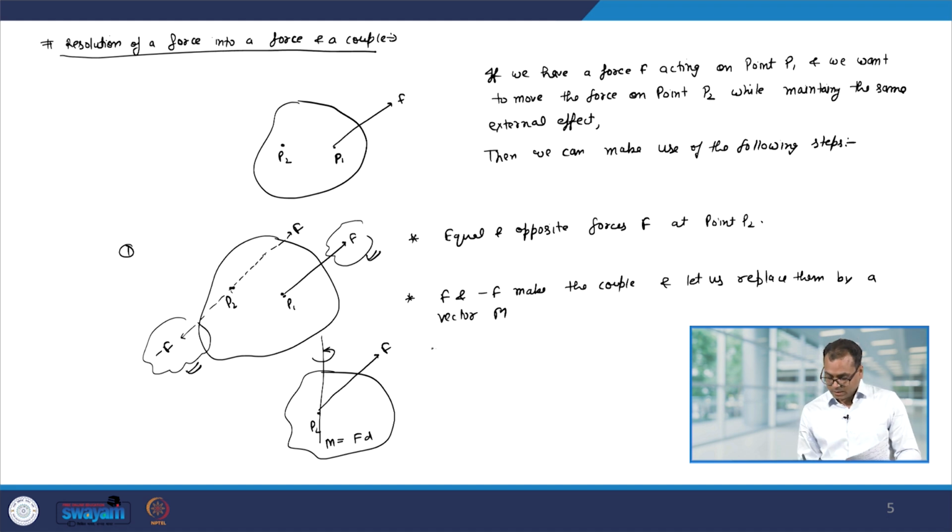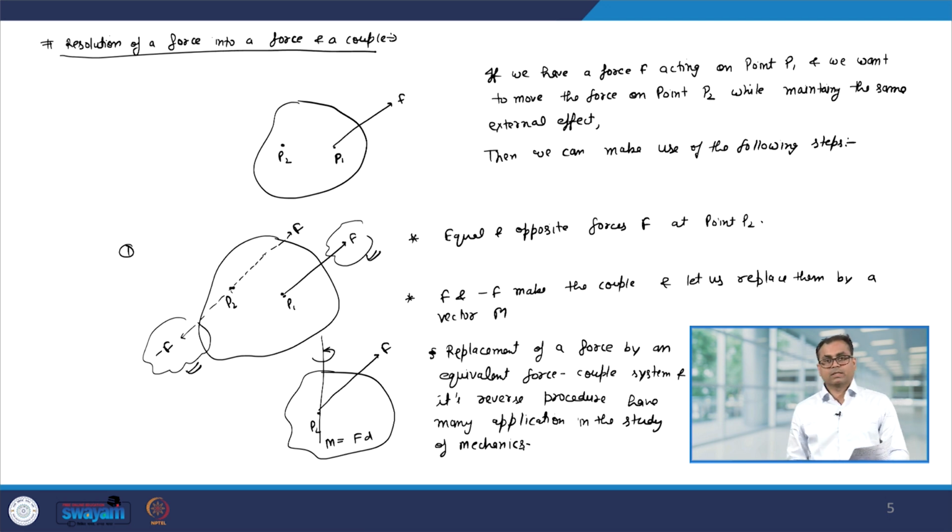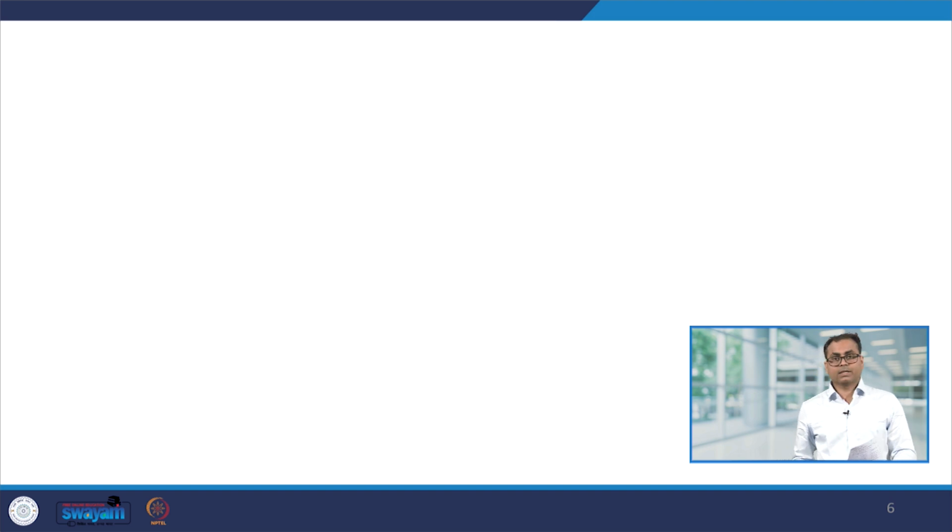Okay. So, let me mention here that this replacement of a force by an equivalent force couple system, and also its reverse procedure, have many application in the study of mechanics, and we will use it later. Now, finally, let us look at the resultant of the force system.